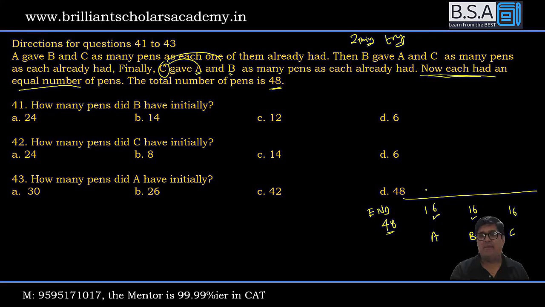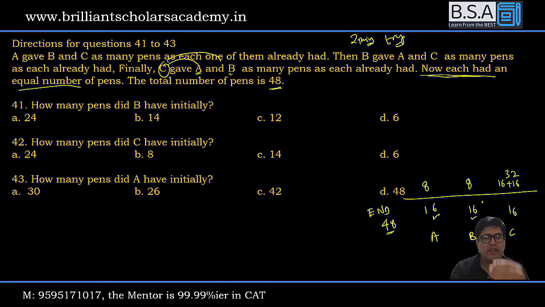C doubled them. That means before C gave them pens, they had 8 and 8. Think over this. 8 pens were given by C to A, 8 were given by C to B. If I reverse, 8 and 8 pens will come back. So C will get 16 pens back. So C has 32 pens right now. This is before C distributed.